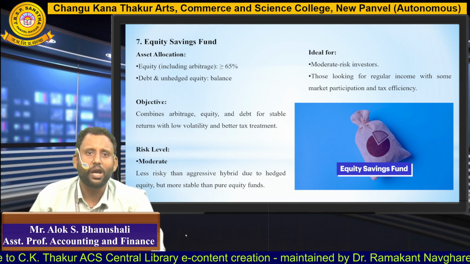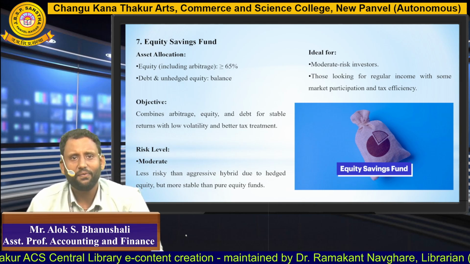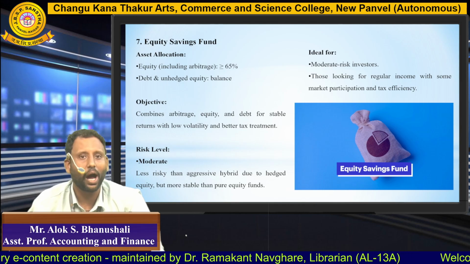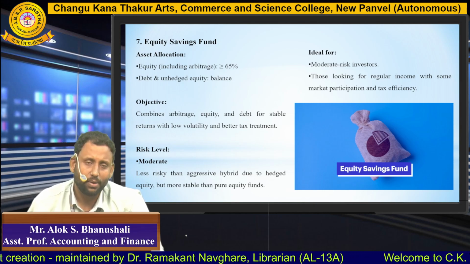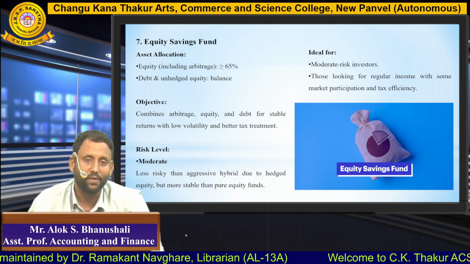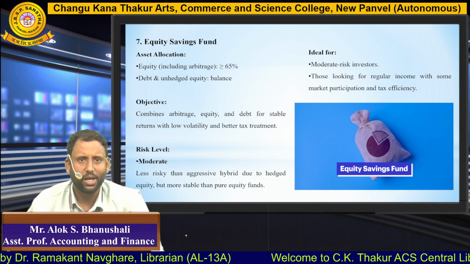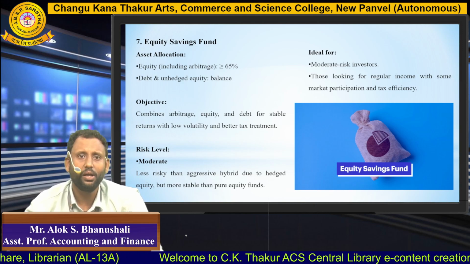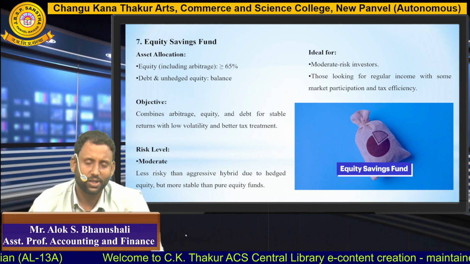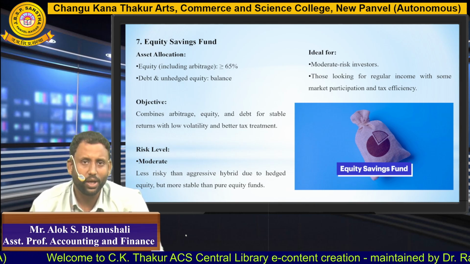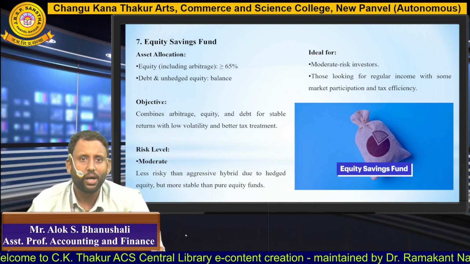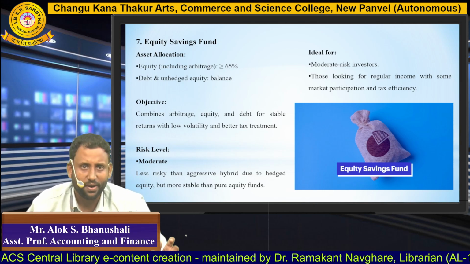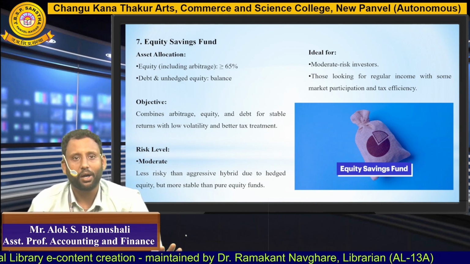And the last one is the equity savings fund. In this asset allocation, 65% or more is invested in equity, which includes arbitrage. So in this we invest in equity and also in the arbitrage fund. Similarly, in the last topic, arbitrage fund, we studied what arbitrage is and how it is done. So in this equity savings fund, we are investing in equity, including arbitrage, and we invest in debt and unhedged equity also. So we are investing in equity, in debt, and in the hedging market.